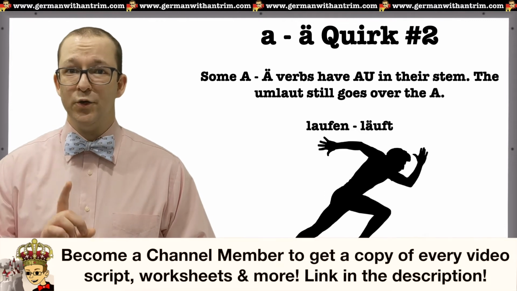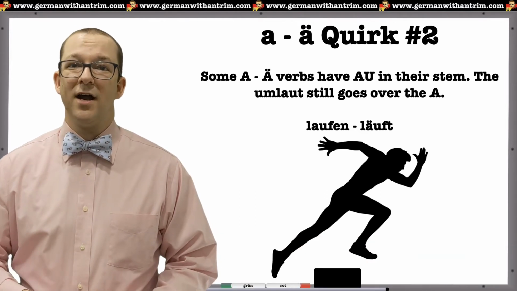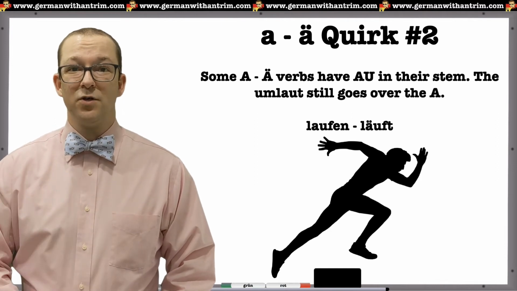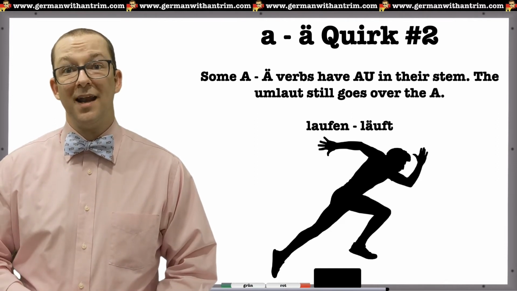One other thing that you might notice about these verbs is that sometimes you'll come across a verb that has au in the middle of it. Sometimes this requires us to put an umlaut over the du and er/sie/es forms. The umlaut still goes over the a. This happens in the verb laufen.